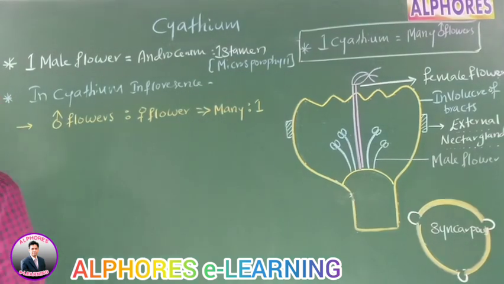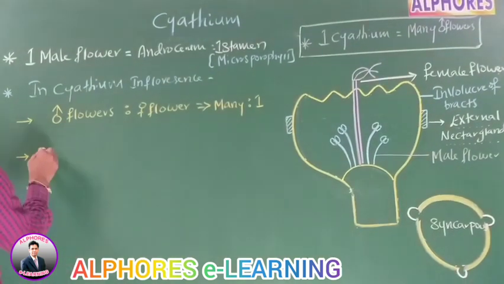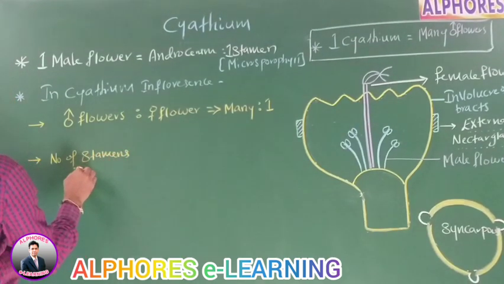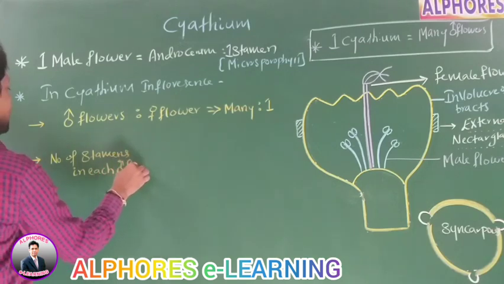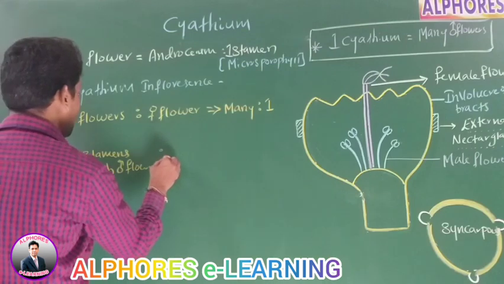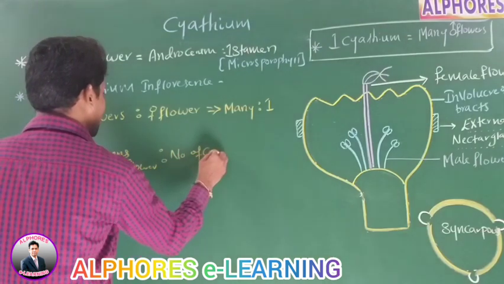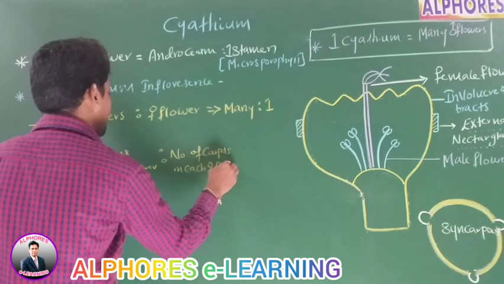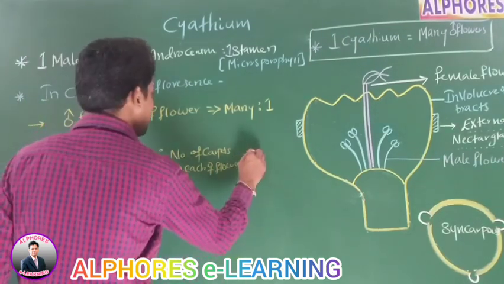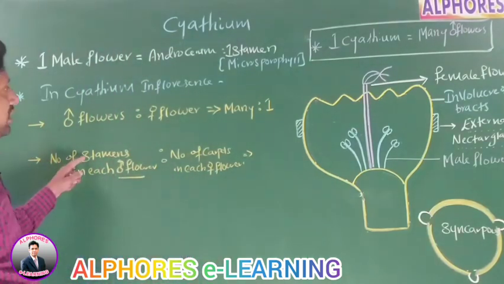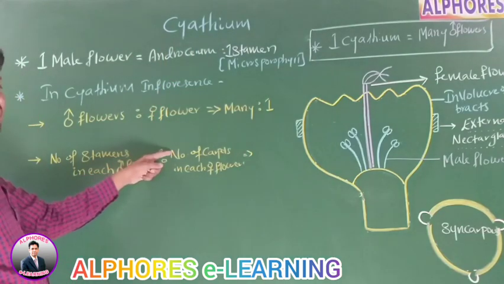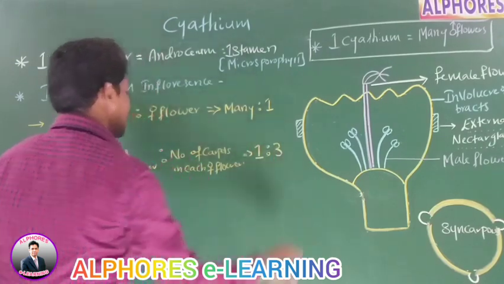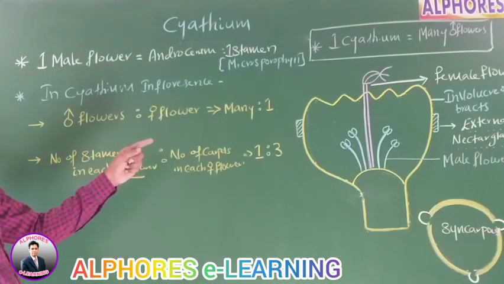Yes or no? Right. Now, what is the ratio between the number of stamens in each male flower, I am speaking about each male flower, to the number of carpels in each female flower? Now you tell me, sir, each male flower has how many stamens? One stamen. How many carpels are present in each female flower? Three. Therefore, one stamen in each male flower, three carpels in each female flower. So the ratio becomes how much, sir? 1:3.